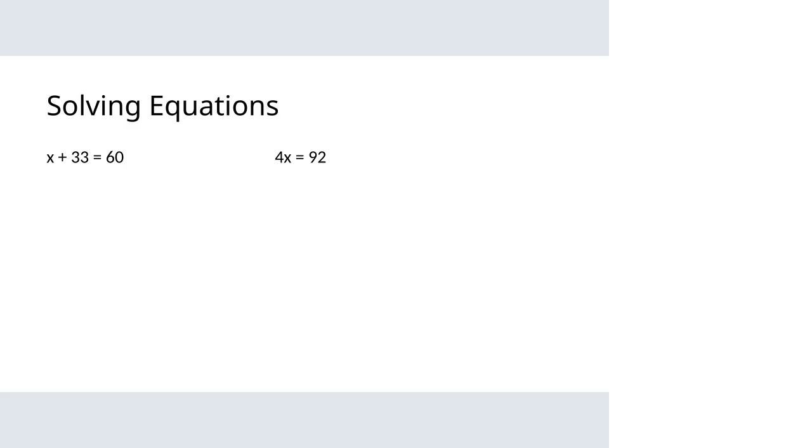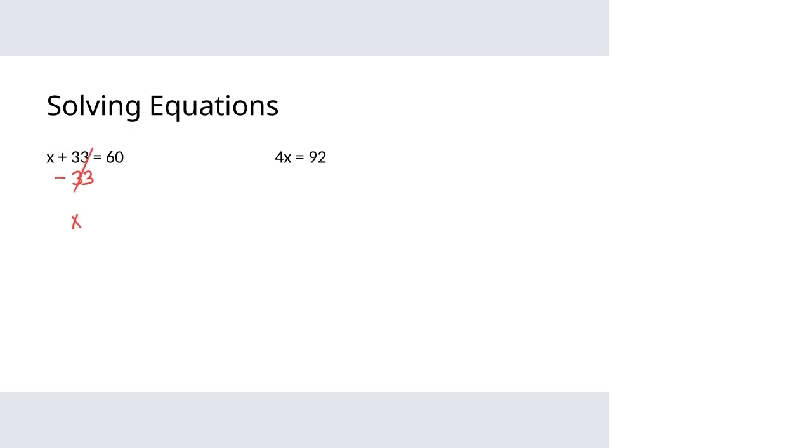Okay, solving equations. We've looked at a little bit of this already, so this is review even from just today. To do some solving equations, the one on the left is x plus 33 equals 60. We're trying to get x by itself, so we need to peel everything off of there, so we need to get rid of that 33. It's plus 33, so I'm going to subtract 33 on the left to get those to cancel, leaving me x.